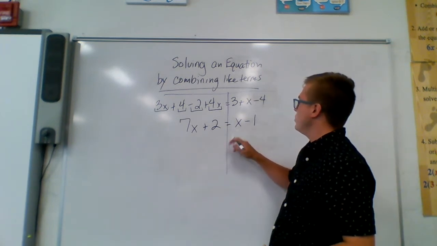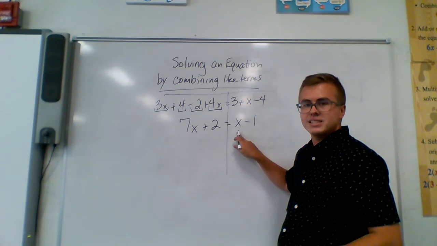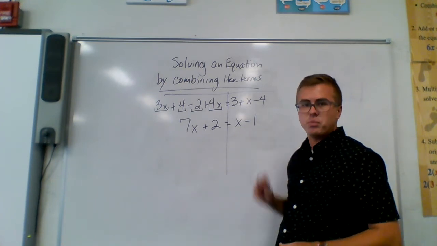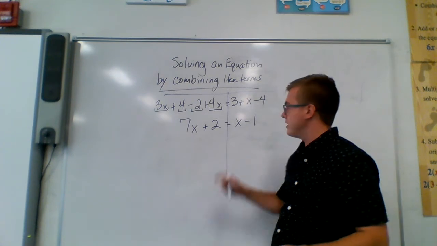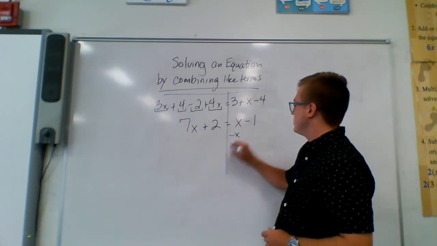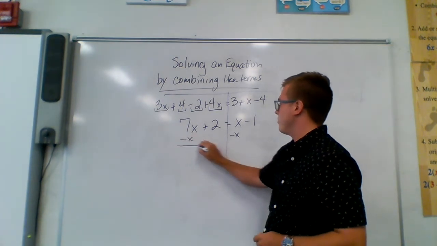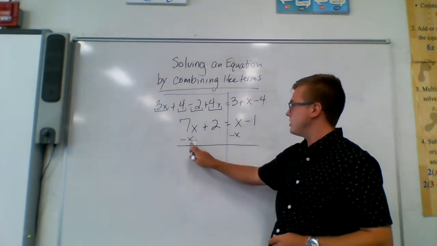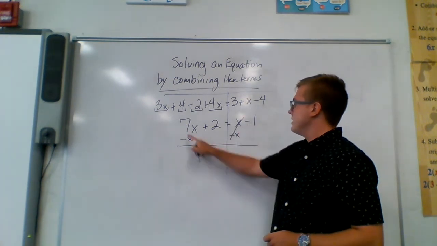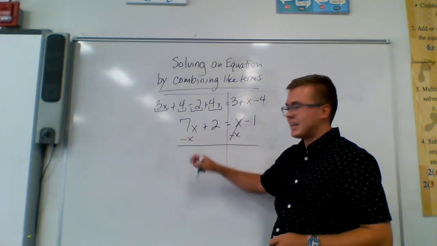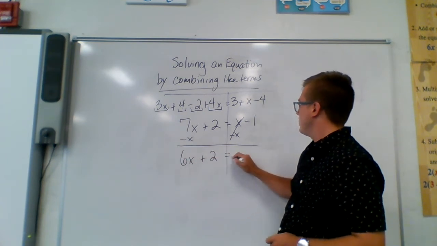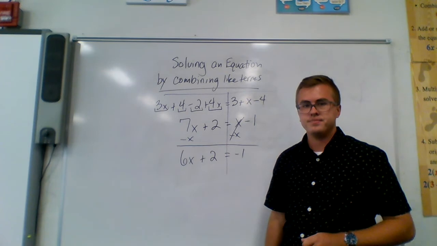So if I want to move this 1x, I have to undo its operation from here. And it's being separated by addition and subtraction. So how do I undo a positive x? I have to subtract an x. And whatever I do on the right side, I have to do on the left side. So these cancel out. 7x minus an x, well, that'll give me 6x plus 2 equals negative 1.